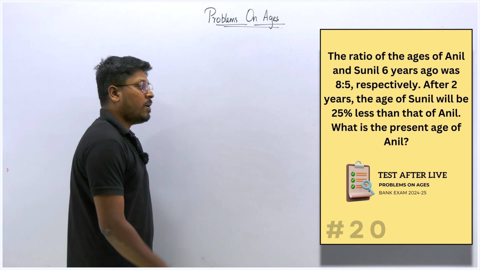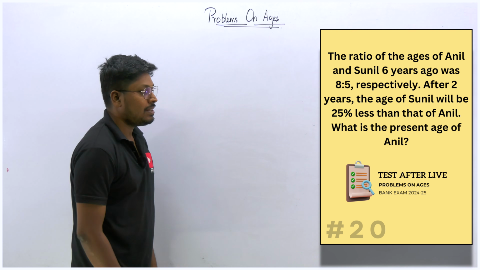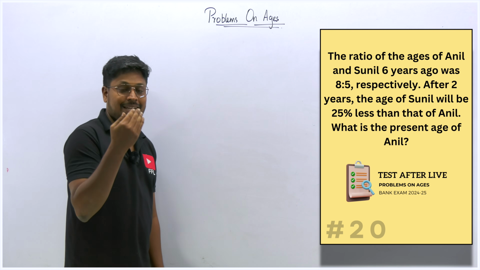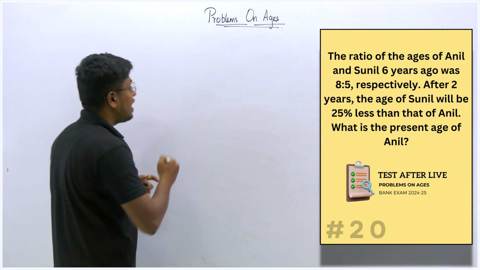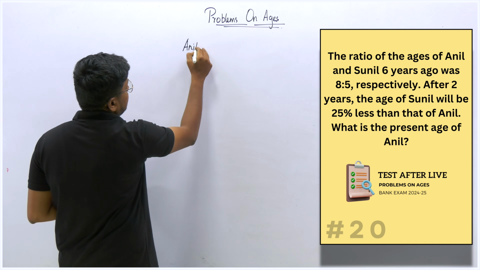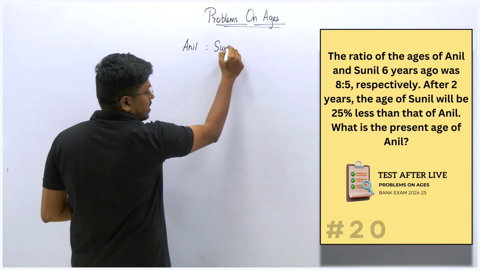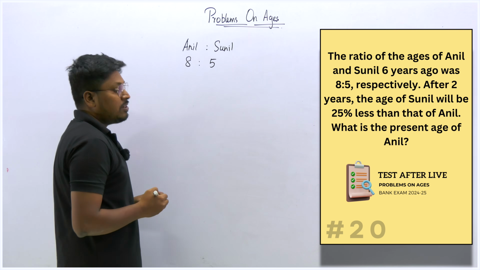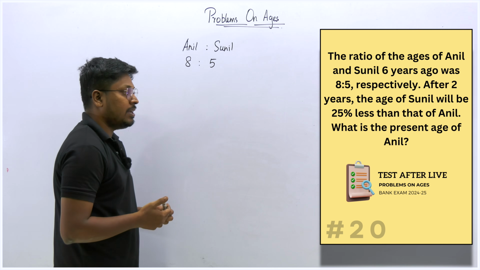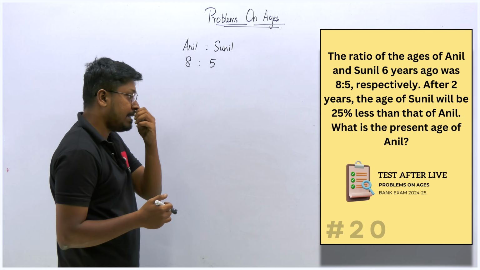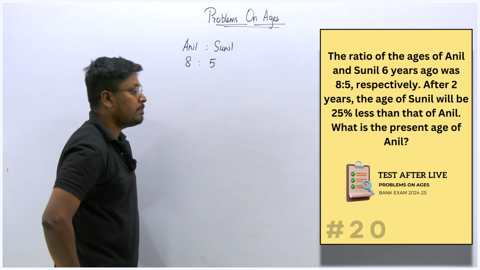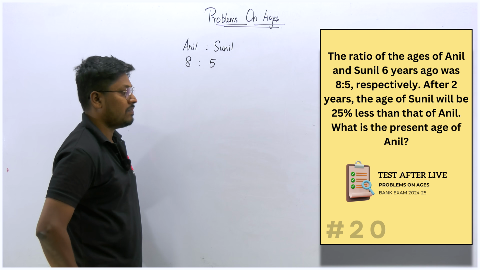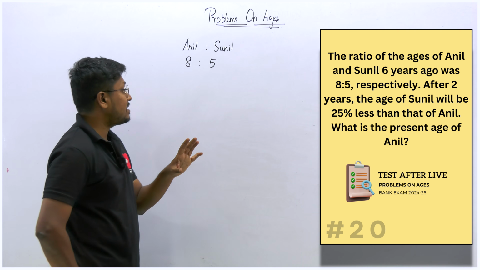So the ratio of ages of Anil and Sunil 6 years ago was 8:5. They have given the past age, that is 6 years ago, of Anil and Sunil. So totally there are 2 persons, and the ratio of their ages will be 8:5. Now after 2 years, the age of Sunil will be 25% less than the age of Anil. Our target is to find the present age of Anil. So this is the question they have given.